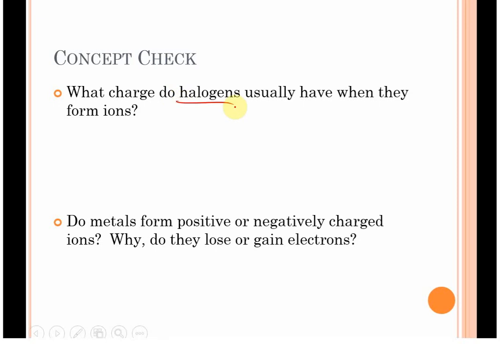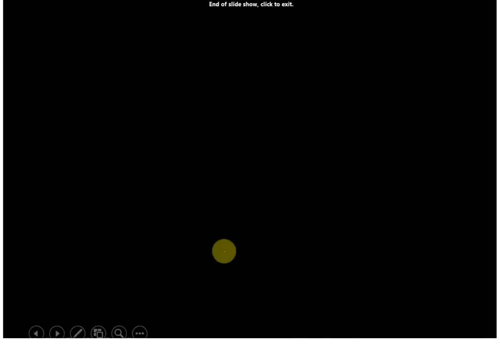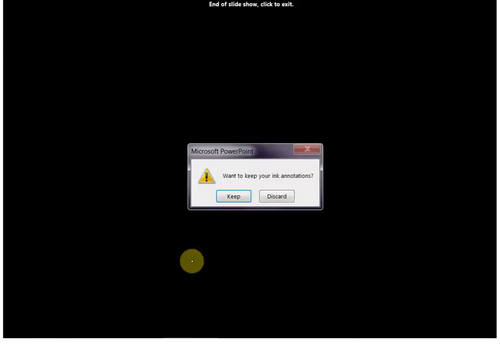What charge do halogens usually form when they make an ion? Because they are in group 7, they have one step to go. They need to gain 1 electron, so they're going to have a charge of -1. Do metals want to form positively or negatively charged ions, and why? They're going to form positive ions because they're going to lose electrons. That is really it for the organization of the periodic table.